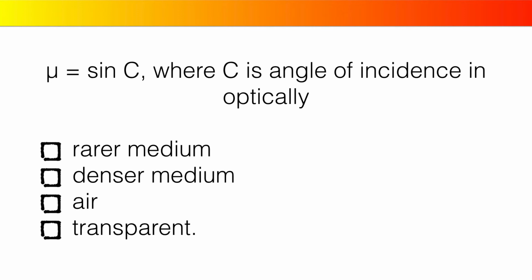μ = 1/sin c, where c is the angle of incidence in the optically rarer medium, denser medium, air, transparent.